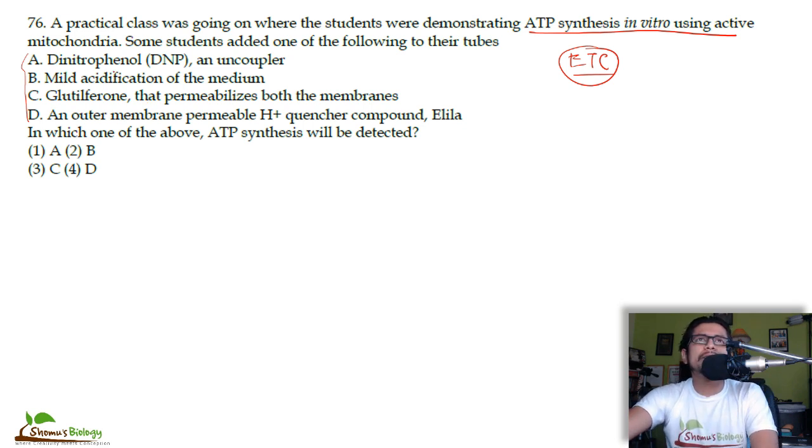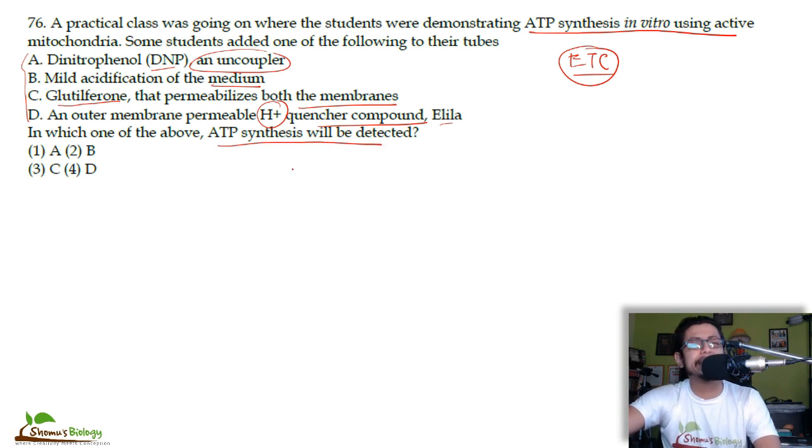So some added dinitrophenol, DNP, which is an uncoupler of the electron transport. Some caused mild acidification of the medium. Some added glutathione that permeabilizes both membranes of mitochondria. And an outer membrane permeable proton quencher compound. So 4 different processes were conducted with different tubes. Among which of the above tubes will ATP synthesis occur or be detected?